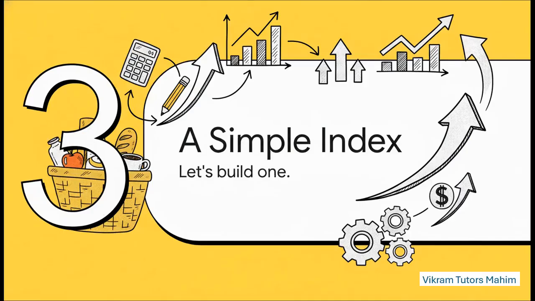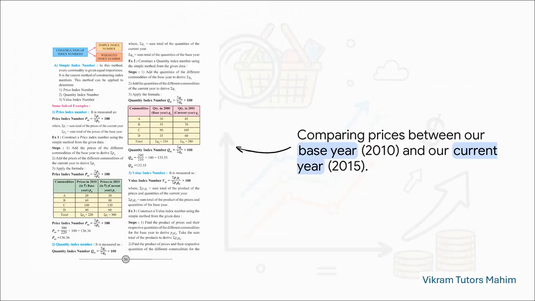Okay, theory is great and all, but let's make this real. We're actually going to build our very own simple price index right now. All right, here's our data. We've got 4 different items and their prices in our base year, 2010, and our current year, 2015. Our mission? To distill all 8 of these numbers into one single index number.